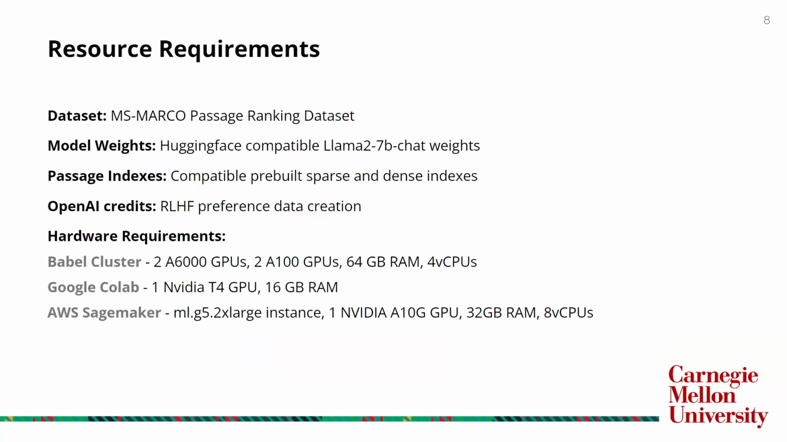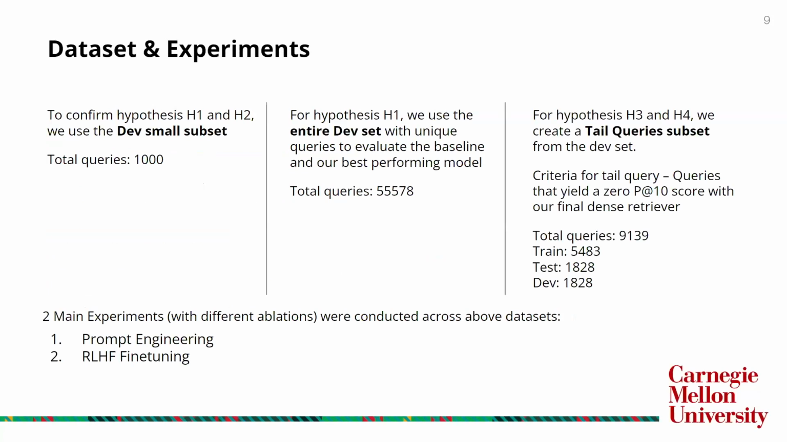For the RLHF preference data creation, we needed OpenAI credits. And finally, to run all of our experiments, we used various platforms such as the LTI cluster, Google Colab, and AWS SageMaker. So for our experiments, we exclusively use the MS Marco dev split.